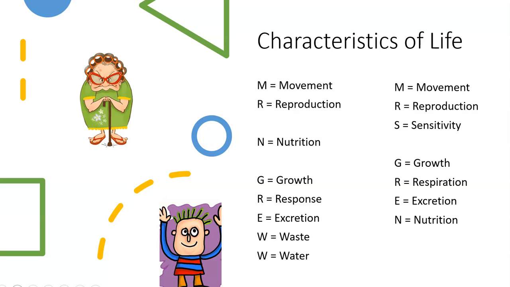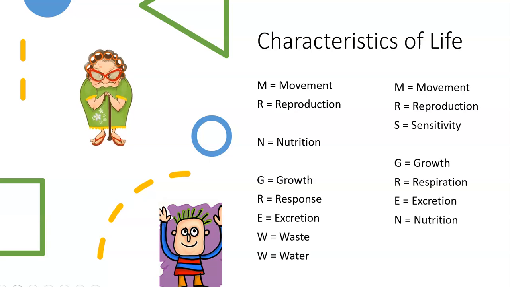Alrighty, so what we're looking at here are these characteristics of life. When we look at Mr. Engro, we're looking at movement, reproduction, nutrition, growth, response, excretion, waste and water. With Mrs. Gren, some of these are incorporated together. We've got movement the same, reproduction the same, sensitivity, which is just a different take on response, growth the same, and we've got respiration.